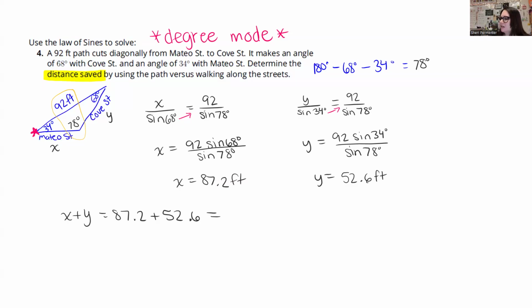Add them. So we have to figure out what this whole path takes. Okay, 139.8, but we've got to take that distance. And remember, we need to subtract off 92. 47.8.